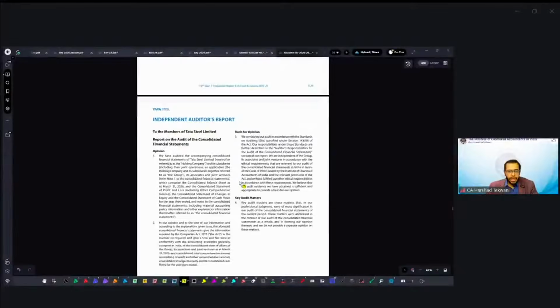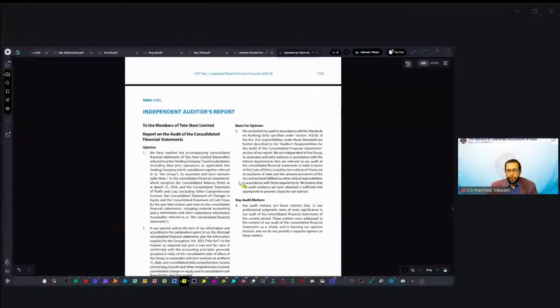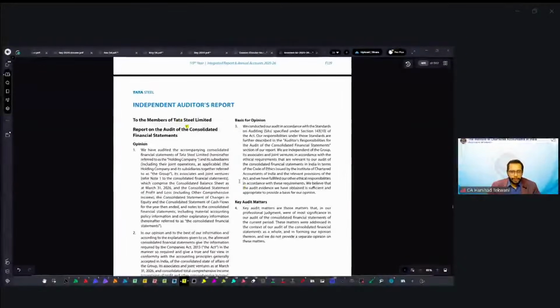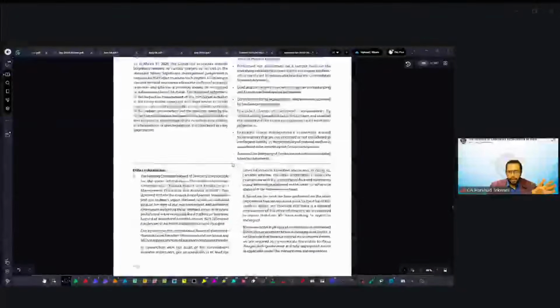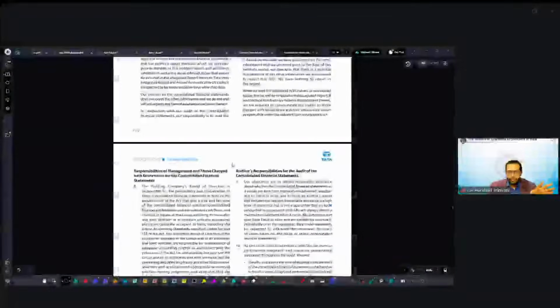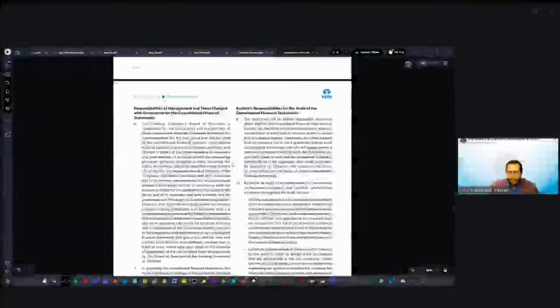This is the consolidated financial statement and the audit report on that. Okay. Again, similar, everything you will find the same. You have an opinion, basis of opinion, key audit matters. Okay. Other information paragraph. Other matter paragraph.